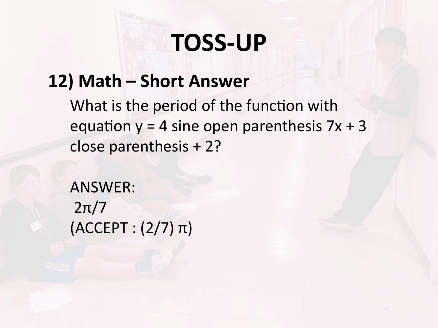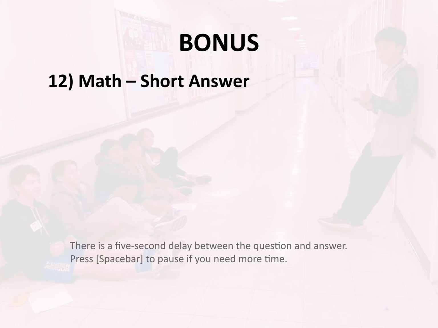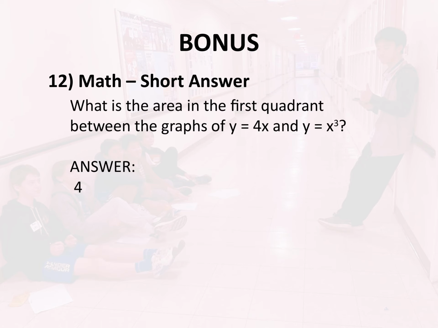Answer: 2 pi over 7 pi. Bonus 12. Math, short answer. What is the area in the first quadrant between the graphs of y equals 4x and y equals x cubed? Answer: 4.